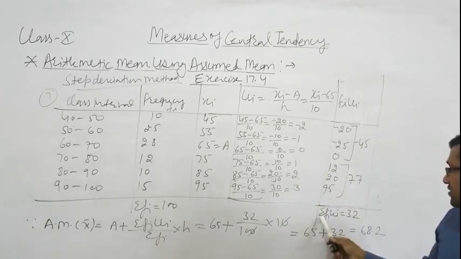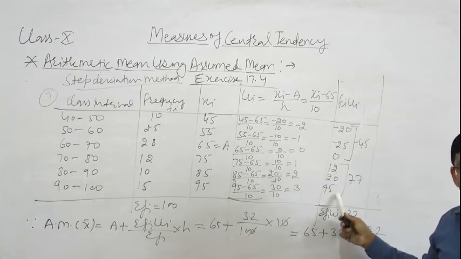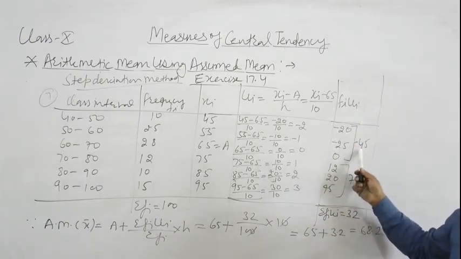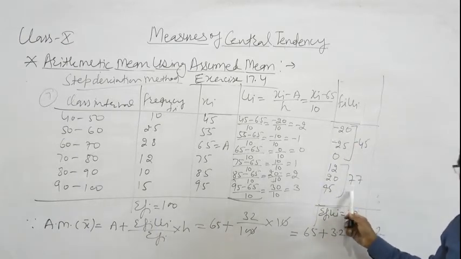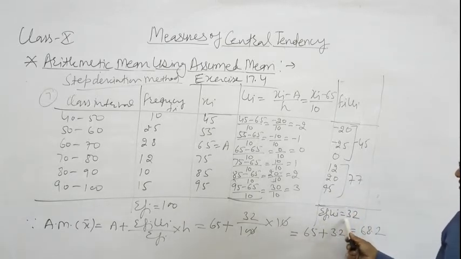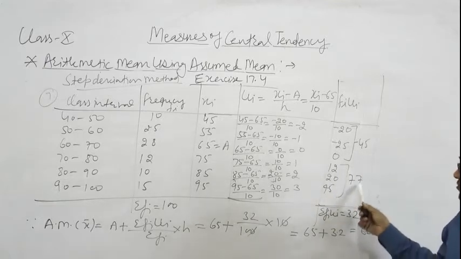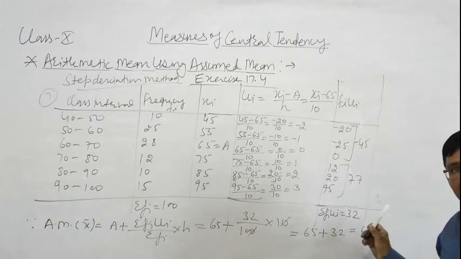Now we find sigma fi ui. Because these values are negative and these values are positive, the sum of negative values is minus 45, and the sum of positive values is 77. For sigma fi ui, the sum of 77 and minus 45, we get 32.